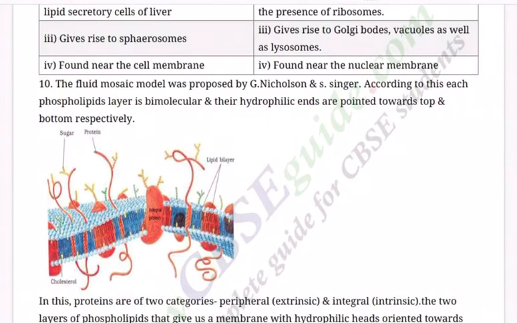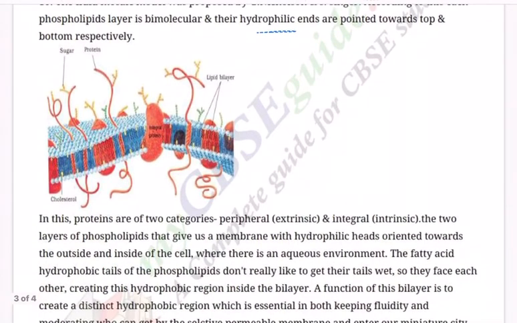According to this, each phospholipid layer is bimolecular. Look at this lipid layer, two layers are there, double layered, and in between a protein layer is there. And that is the reason why we are calling it bimolecular. And hydrophilic, hydro means water, philic means love, love for the water. Hydrophilic ends are pointed towards the top and the bottom respectively.